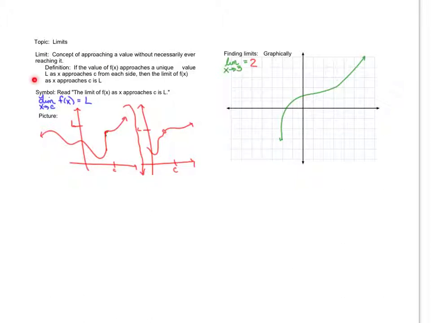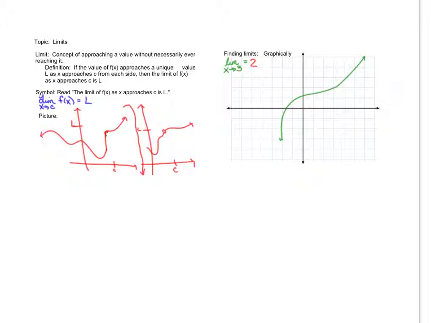I have the definition here of what a limit actually is. It's basically telling us that our function is approaching some unique value, we call it L, and all that's referring to is our y value. As x approaches some value, call it C, then the limit as x approaches C is L. This is the notation of how we write it. So the limit as x gets really close to some C value, while we're following our function, gives us some y value L. So here are some pictures.